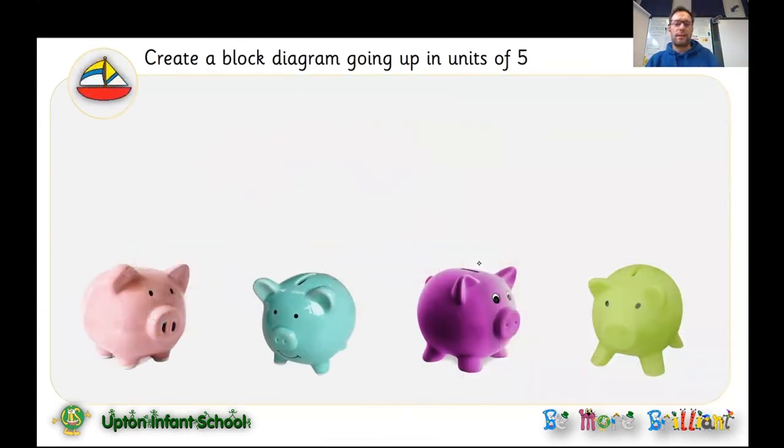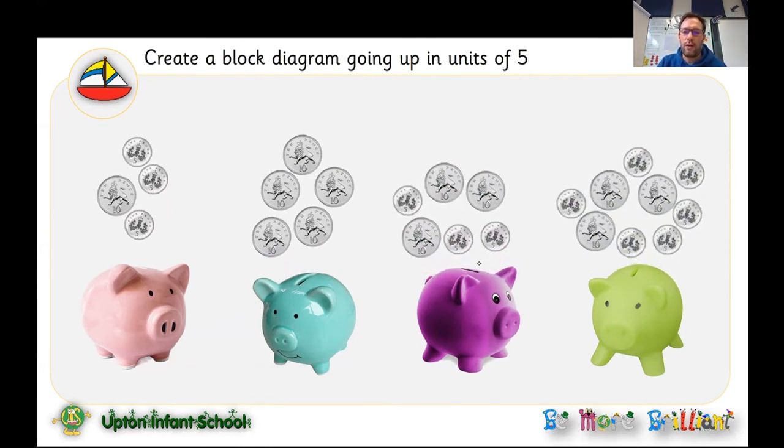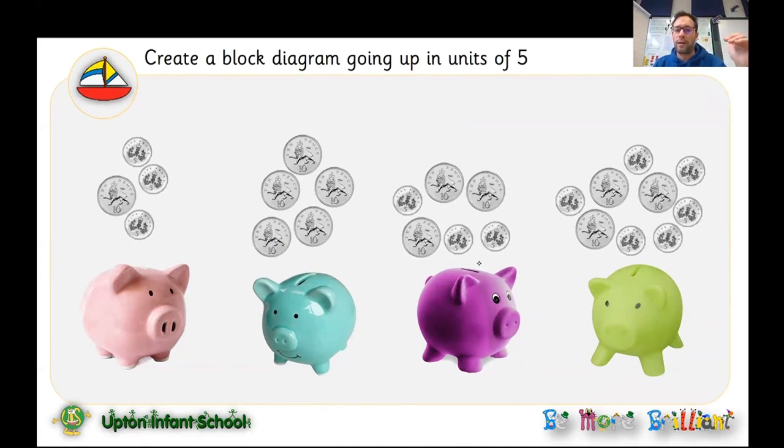So on to our next level of challenge. We've got some different piggy banks here, and in each of those piggy banks we've got some money. We've been saving up 5 and 10p's. In the pink piggy bank, that's how much money we've got. In the kind of bluey greeny colour, well, we'll call that blue, we've got that much money. In the purple one, we've got that much, and in the green one, we've got those coins. So what I would like you to do is to use those coins, create a block diagram to show the money, but this time I want your units not to go up in 1s, but to go up in 5s. So every time you're going up 5 more.